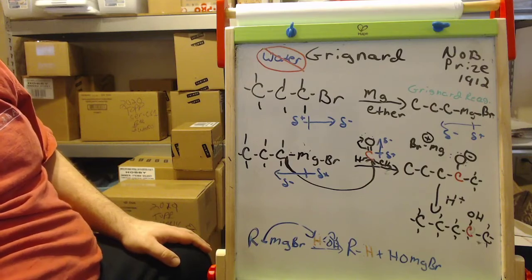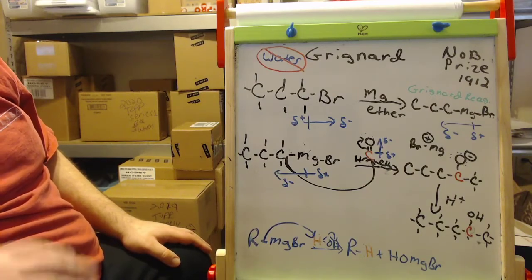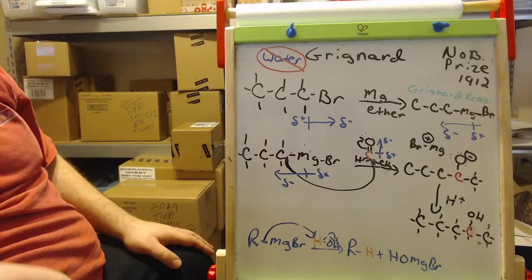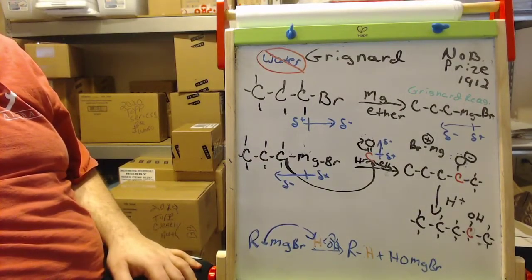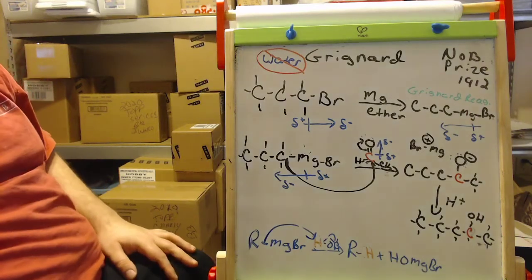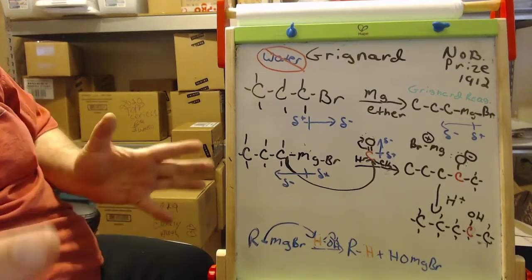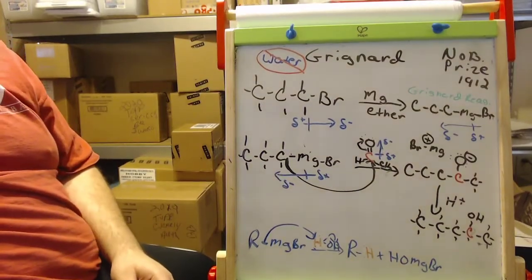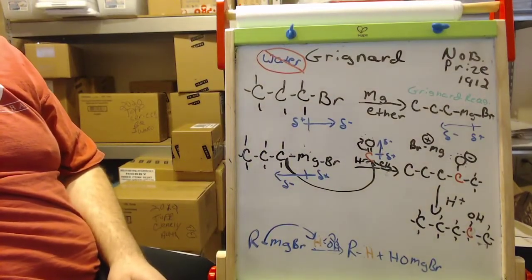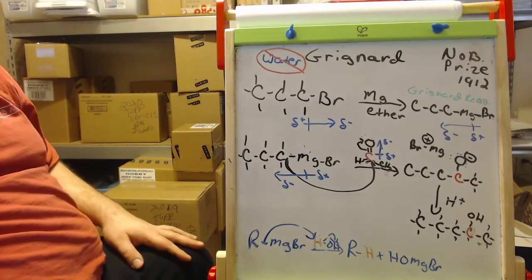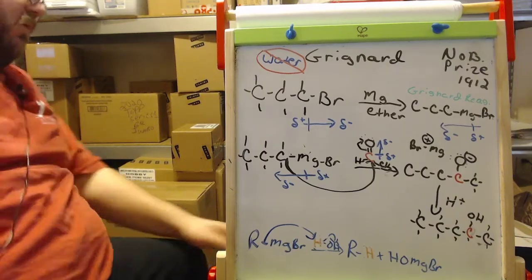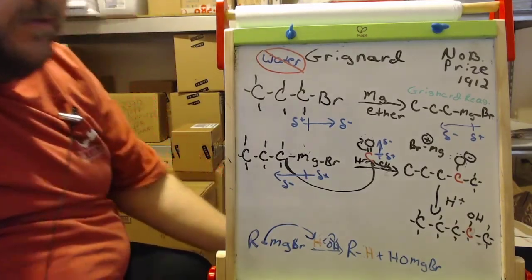So it's a pretty cool reaction, the fact that I can increase my carbon chain, right? Increase the carbon chain length and also turn it into an alcohol. So your product is always an alcohol. All right, questions on that?